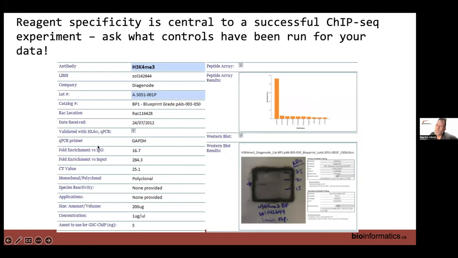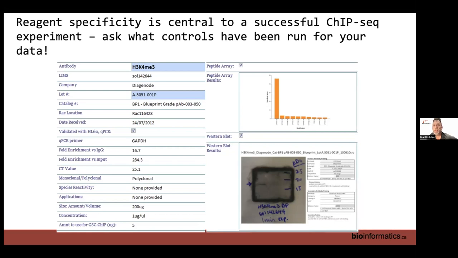All right. So reagent specificity is central to a successful ChIP-seq experiment. And I would highly recommend that if you haven't generated the data, you ask the data generator what specific QC metrics were run for the antibody, and what antibody was used. It is best practice in any publication to include both the catalog number and the lot number for the antibody. We spend more cost qualifying the antibodies than the antibodies actually cost.